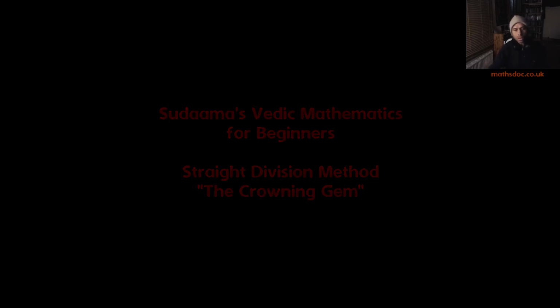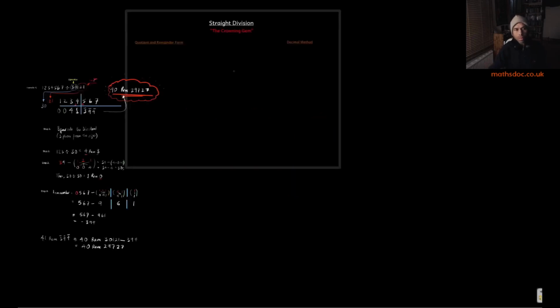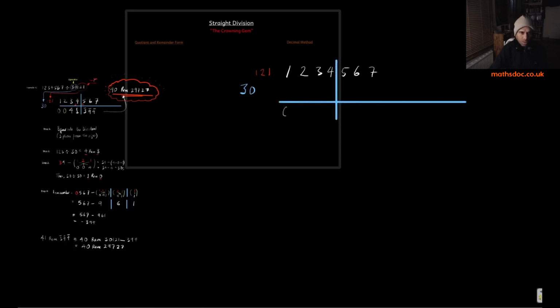Right, let's see what we've got to do now. Last time around, let's just remind ourselves what we were doing. We had 1, 2, 3, 4, 5, 6, 7 divided by 3, 0, 1, 2, 1. We had an operator of 30 and a flag of 121. We concluded with a result of 40, remainder 29724.